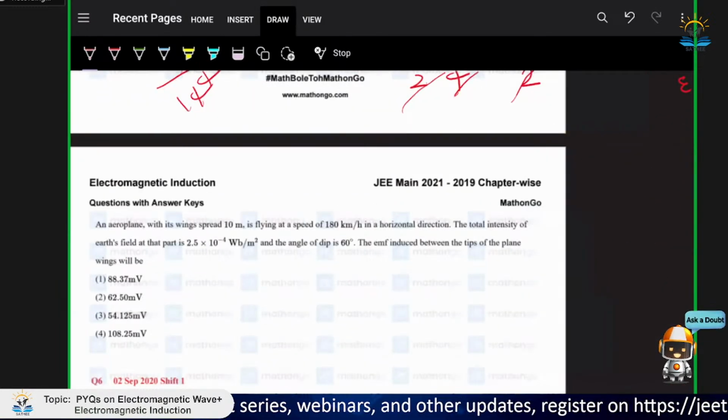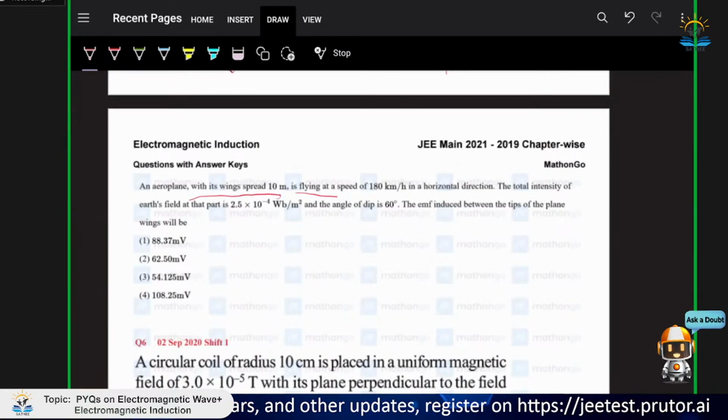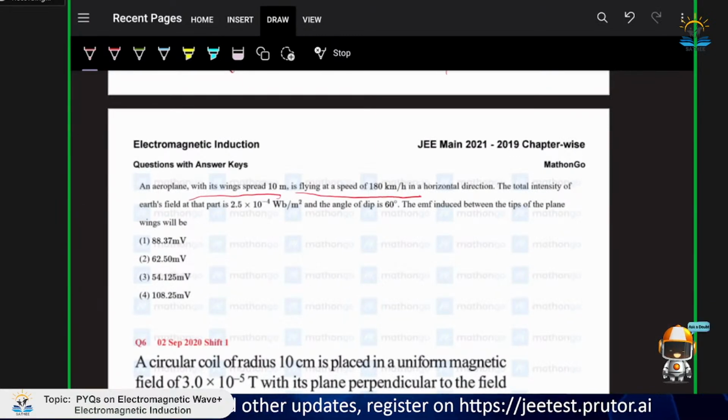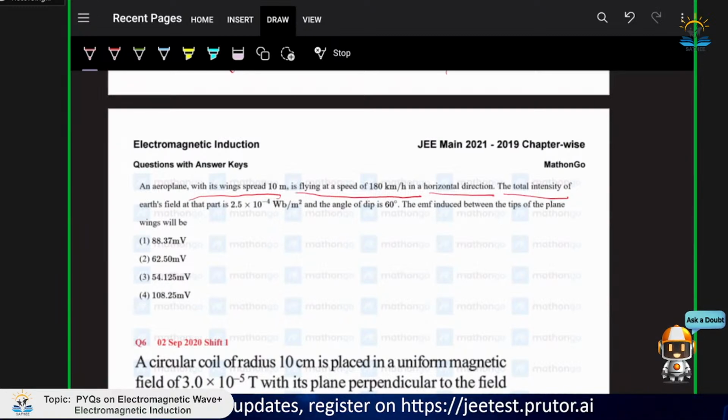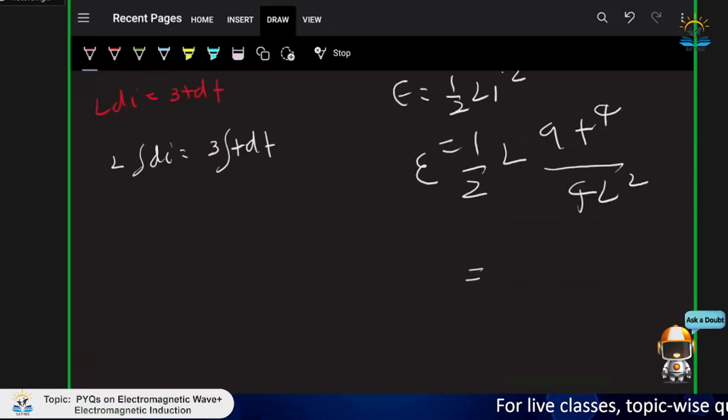An aeroplane with its wings spread 10 meter is flying at a speed of 180 km per hour in a horizontal direction. The total intensity of earth field is 2.5 into 10 raised to minus 4 Weber per meter square and the angle of dip is 60 degree. The EMF induced between the tips of the plane wings will be. Okay, I will show how to do it.